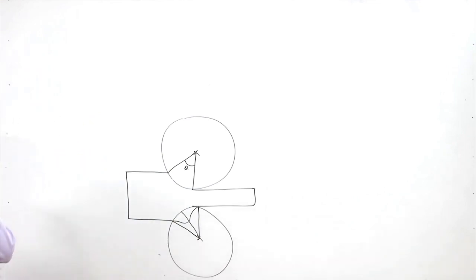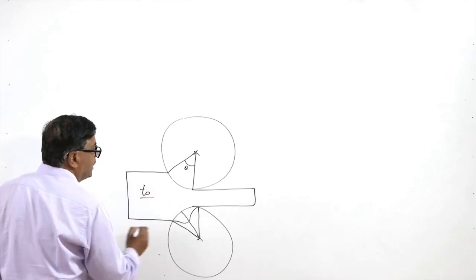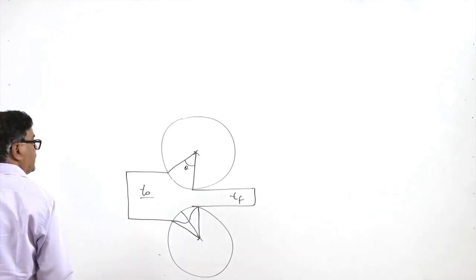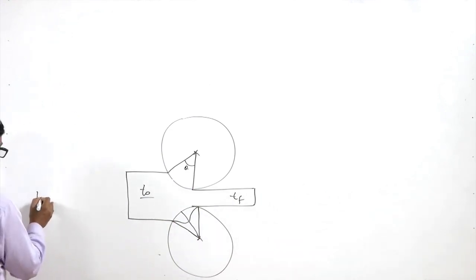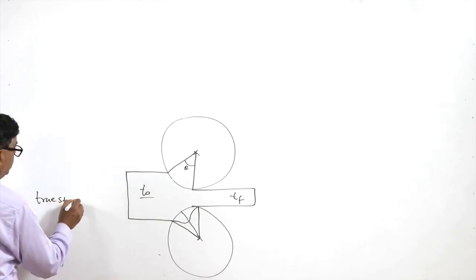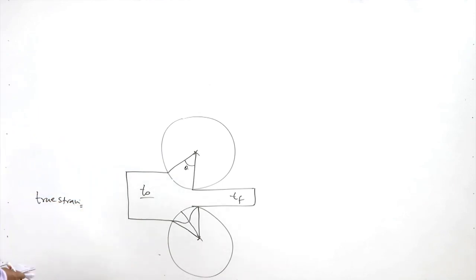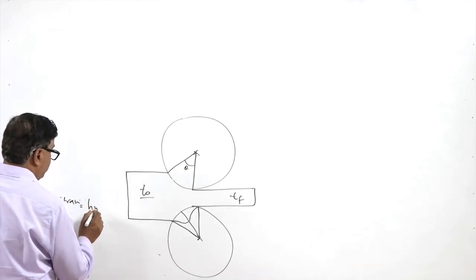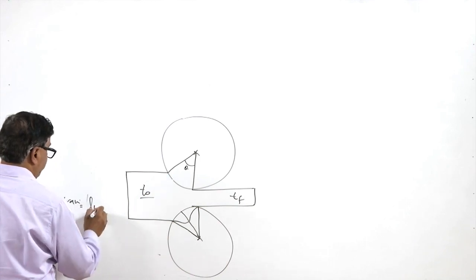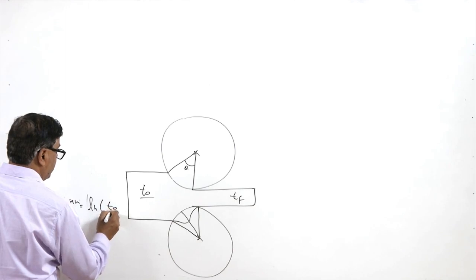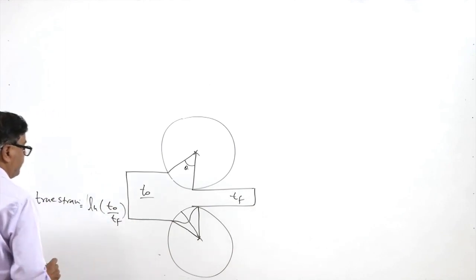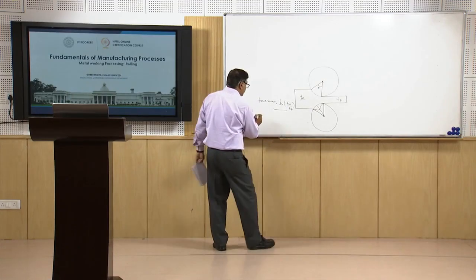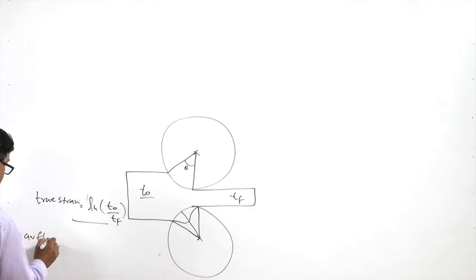So, in this process of reduction in thickness, the initial plate thickness and the final plate thickness are used for calculating the true strain on account of the rolling. It is calculated using a simple equation: the log of T naught divided by Tf. So, this is the simple equation for calculating the true strain.